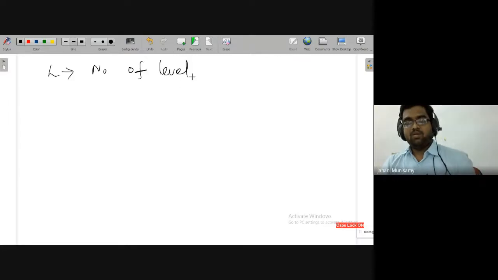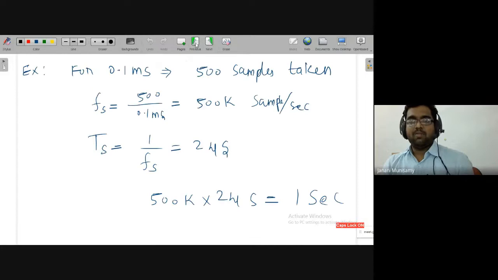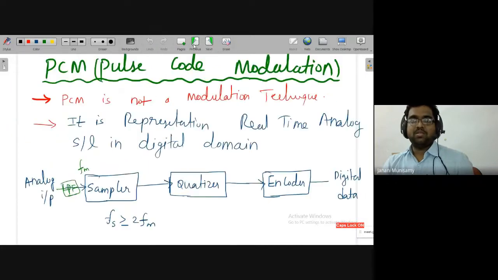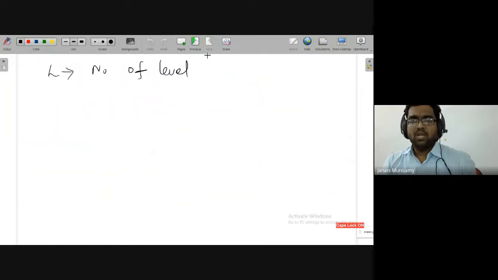Number of levels. So again, this comes under the topic of quantization. This process is called quantization. So after sampling, we have to assign the levels. That is called quantization. So L is indicating the number of levels.